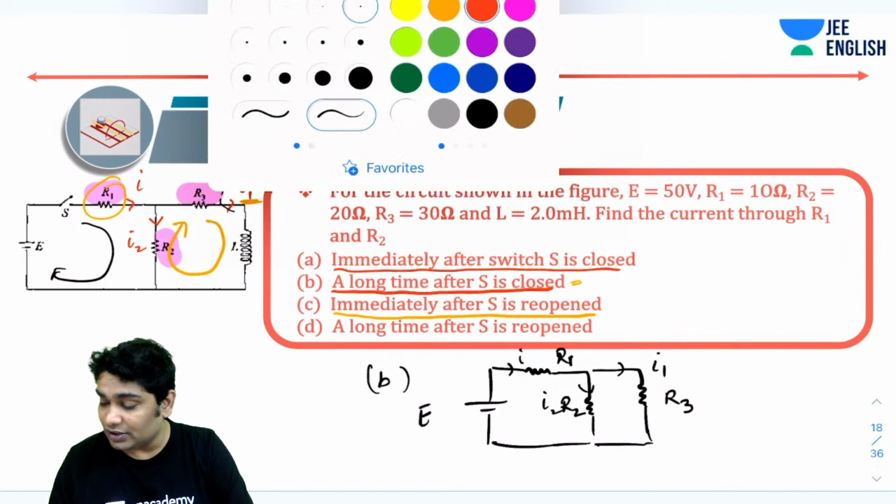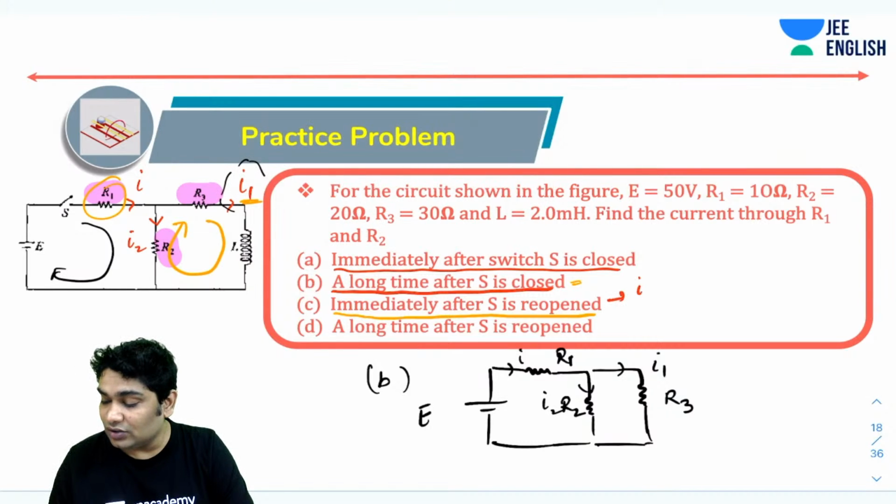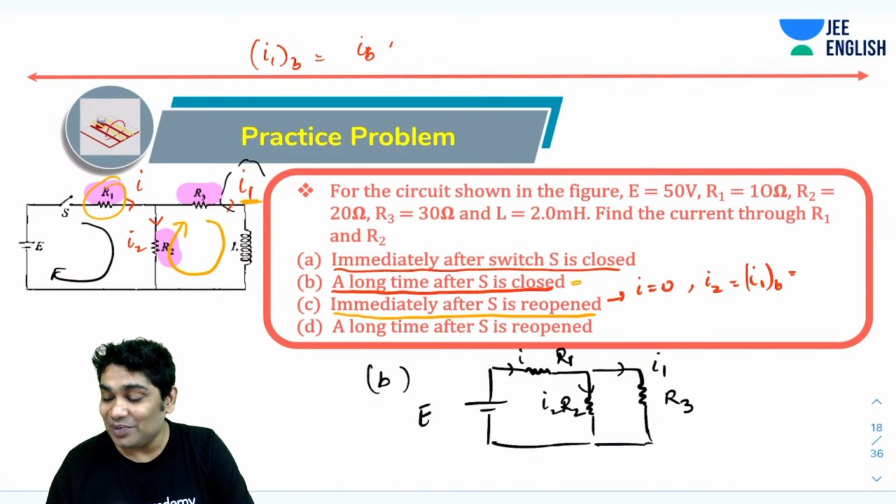Okay, so I can immediately write that I equals 0 and I2 would be equal to I1 initial, I1 of part B. And I1 for part B would have been I of B times R2 over R2 plus R.